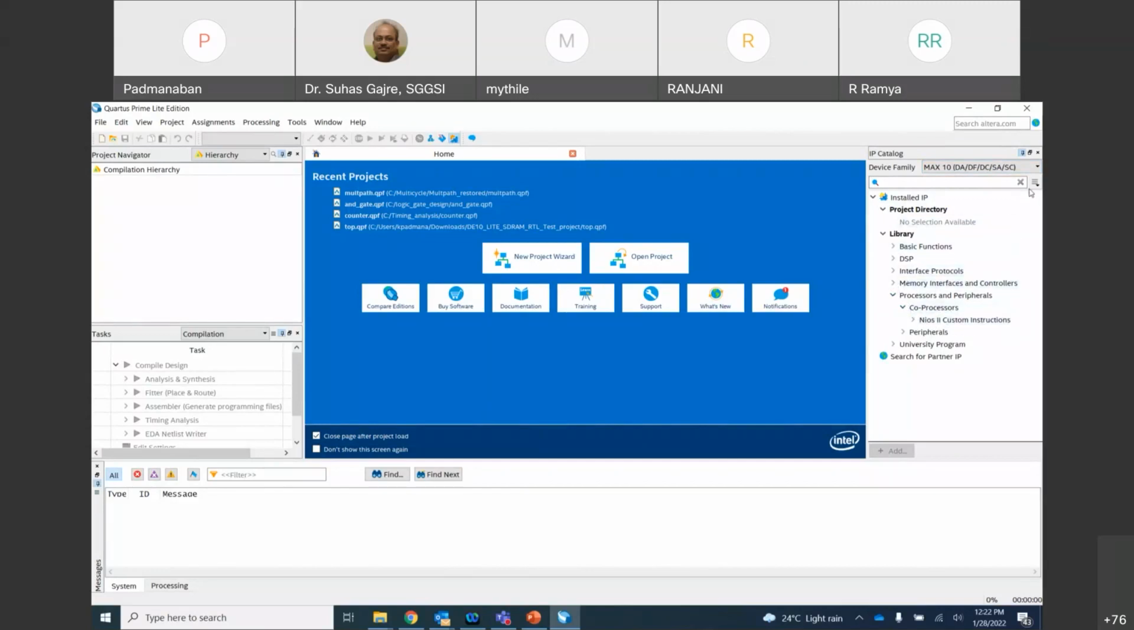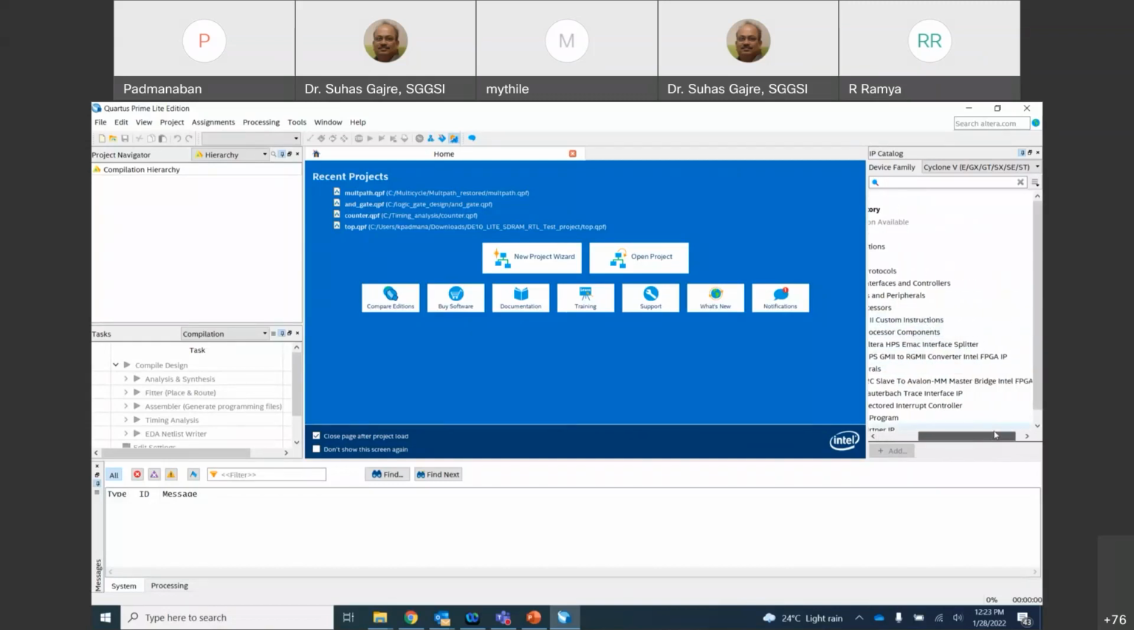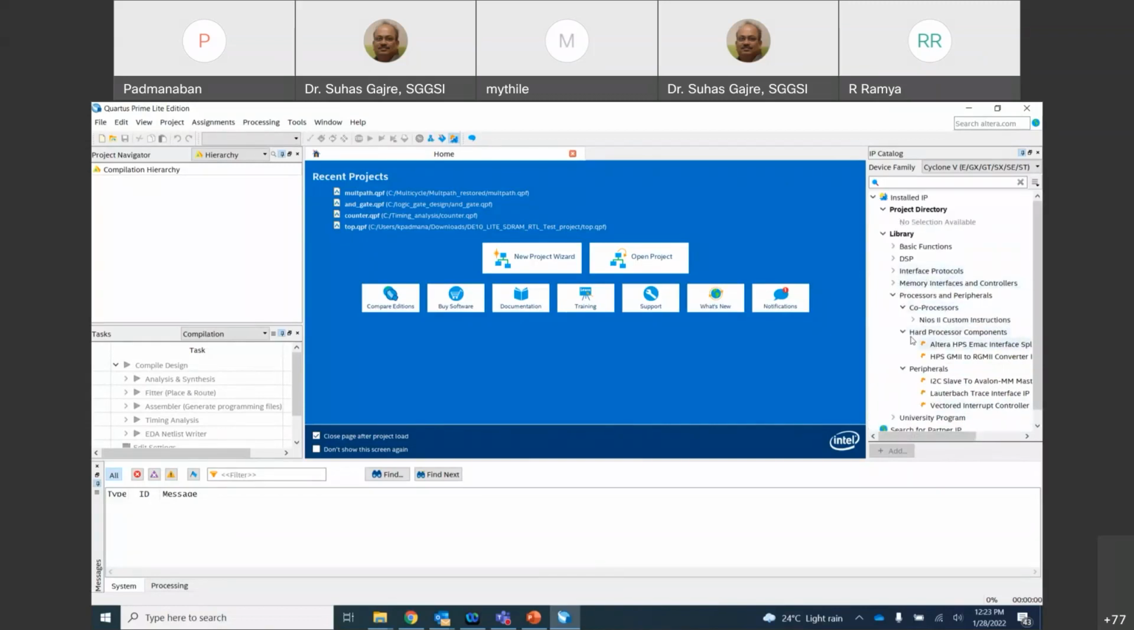Thus, instead of selecting the MAX 10 device here, I select the Cyclone V device. And then I expand the processor and peripheral. You can see the hard processor component. So along with your soft core processor, you can also see that there is a hard core processor that is available with the Cyclone V. It was not available in our earlier device.